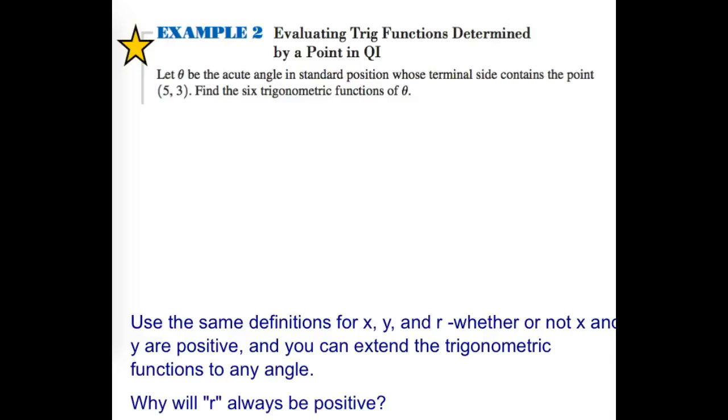Example 2, it says let theta be an acute angle in standard position. So which quadrant would it be in? An acute angle in standard position. We're in quadrant 1 still, okay? Whose terminal side contains the point 5, 3. So the very first thing I want you to do is sketch it.